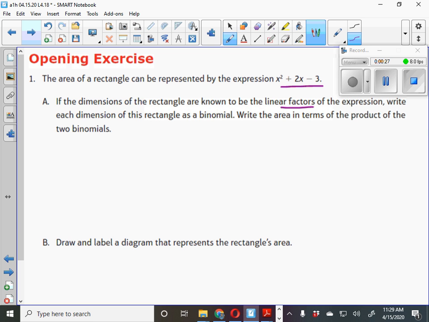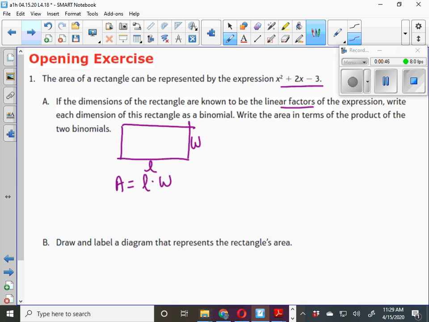Of the expression, write each dimension of this rectangle as a binomial. Write the area in terms of the product of two binomials. So we know that a rectangle has a length and a width. We know that area is equal to length times width. We're given this information, x squared plus 2x minus 3. We're told that that's going to be a product of two binomials. Well, that implies factoring, right?